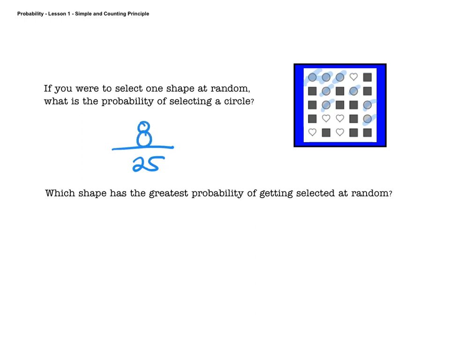What shape has the greatest probability of getting selected at random? So which shape shows up the most? To me, it looks like squares. 1, 2, 3, 4, 5, 6, 7, 8, 9, 10, 11, 12. It doesn't say what the probability is, but we can say both. We'll say squares, 12 out of 25 is the probability of being selected at random.